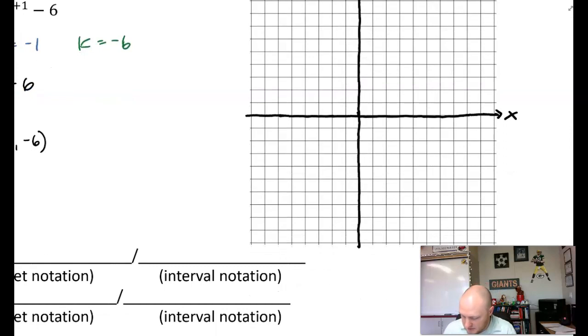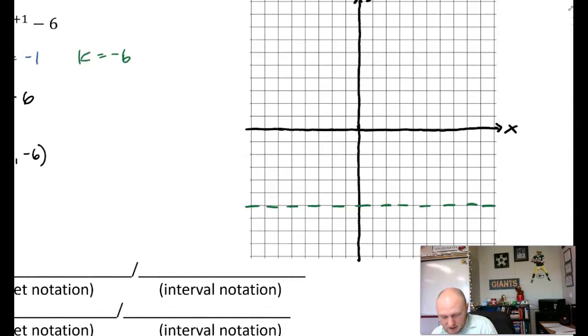So we're down 6. Down 1, 2, 3, 4, 5, 6. Here is our horizontal asymptote. Okay, and then our pseudo origin is just shifted left 1. So kind of like right here. So I'm going to go ahead and graph my key points. Step 4, I guess, key points.